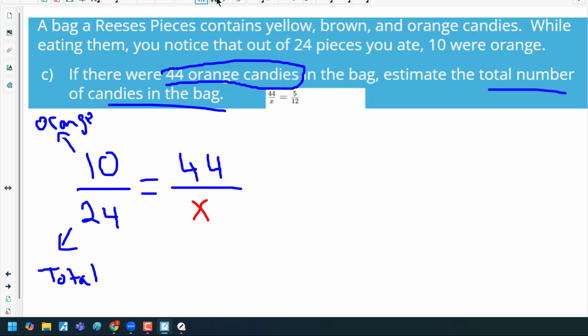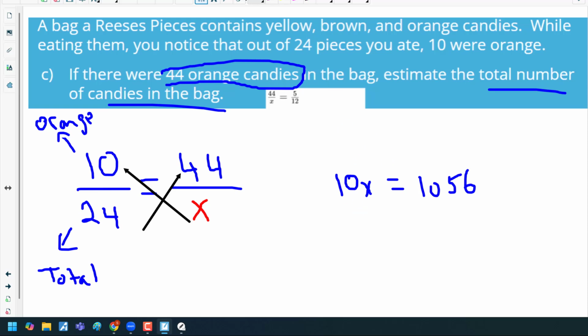At this point, I've shown you many times that whenever you have a fraction equal to a fraction, you cross multiply. So it's x times 10, which is obviously 10x, because 10 times x. And 24 times 44, well, that's just using a calculator. You should be able to figure that out. That's 1056.